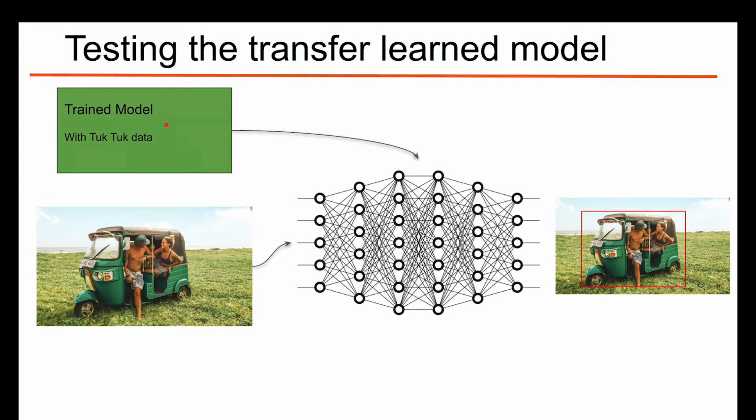After we get the trained model, we can feed in this image, and the system should be able to identify this tuk-tuk.